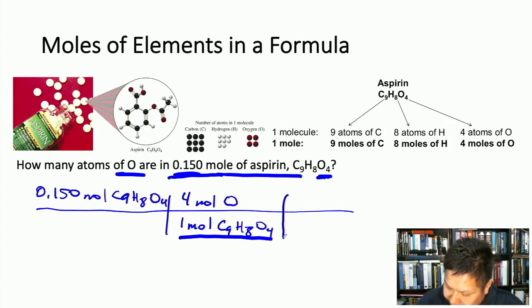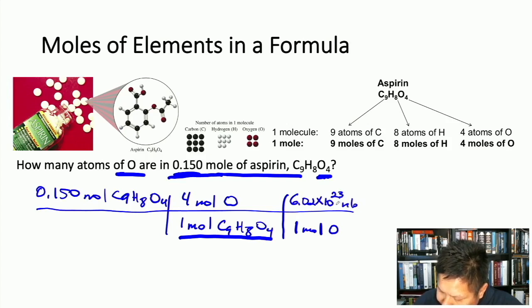Then we continue our analysis because that's only moles of oxygen. We need to get to atoms of oxygen, right? So we've got to cancel out moles of oxygen somehow. Well, 1 mole of oxygen equals how many molecules of oxygen? Remember Avogadro's number, right? So that's 6.02 times 10 to the 23rd molecules of oxygen.